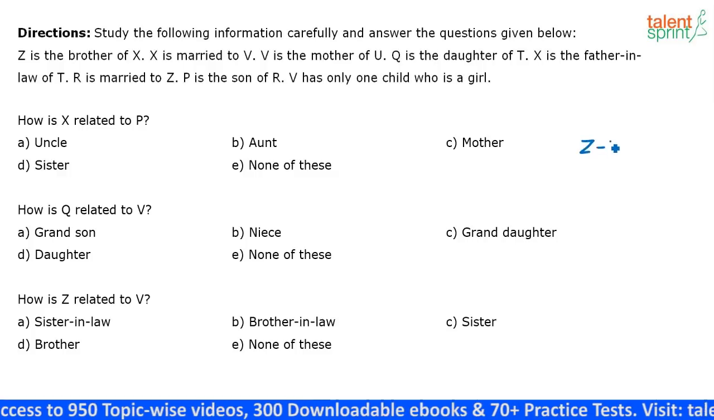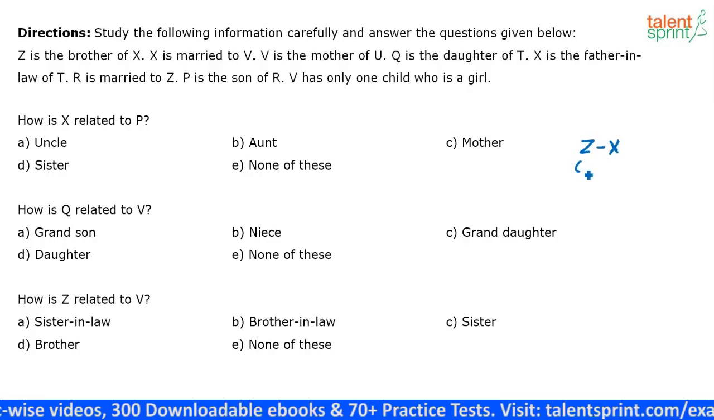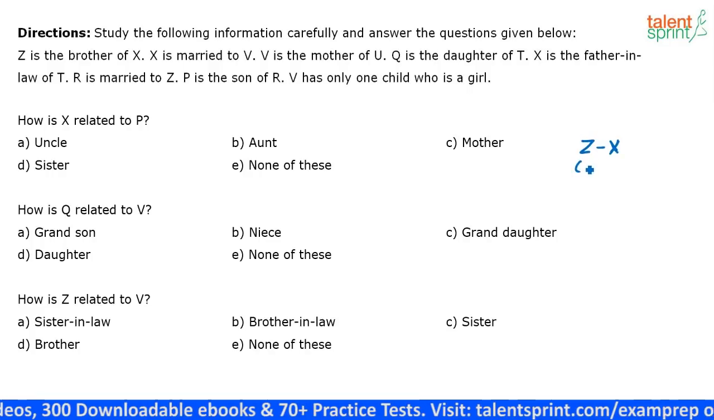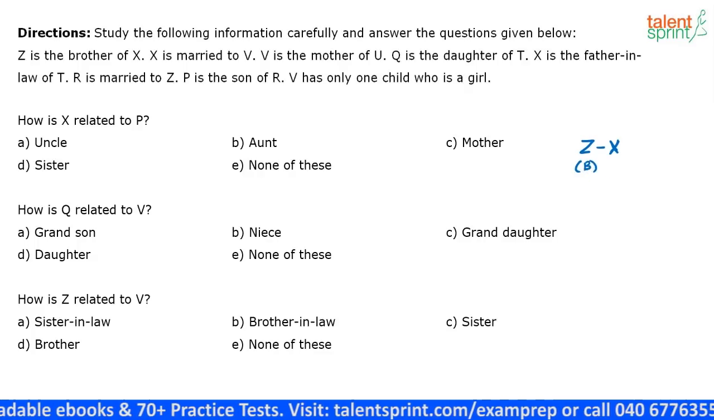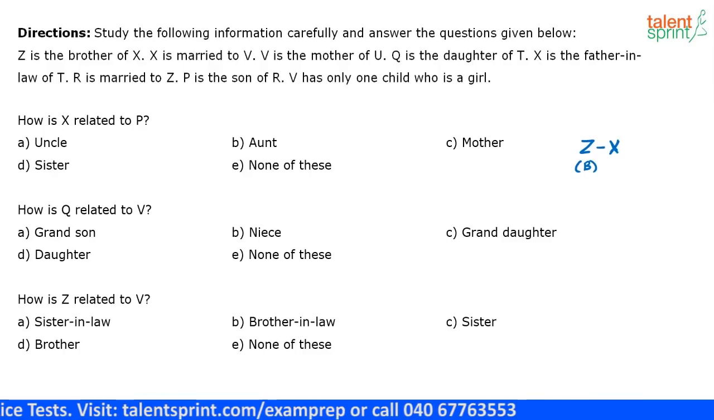Z is the brother of X. So Z and X are siblings. Z is the brother of X, so Z is definitely a male. To solve this question, I am going to use B for male and G for female. B for boy, G for girl. You can use plus or minus. As I said, it is up to you to decide.